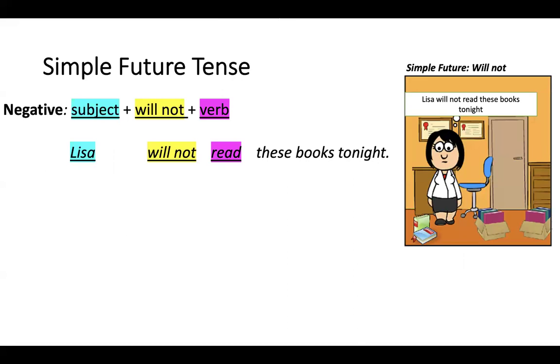Next, let's look at the negative simple future tense. So in the negative simple future form, we use will not before the base form of the verb. This form expresses that something will not occur in the future. So if we look at the sentence, Lisa will not read these books tonight. Once again, Lisa is the subject. Will not shows that the action read will not happen in the future. So the sentence, Lisa will not read these books tonight, is what we have.